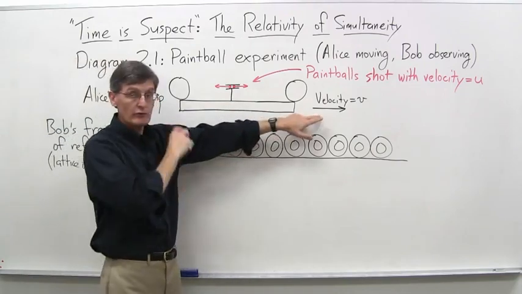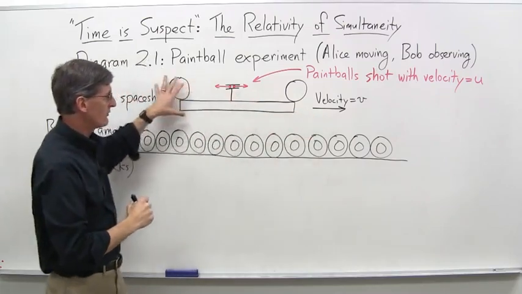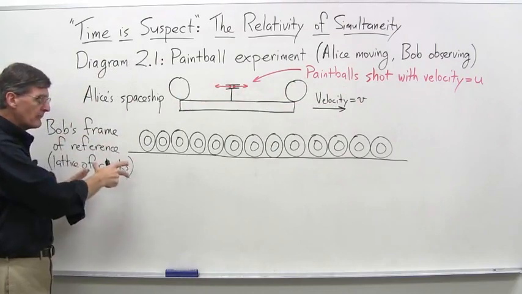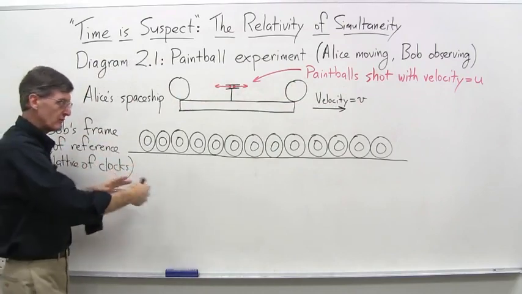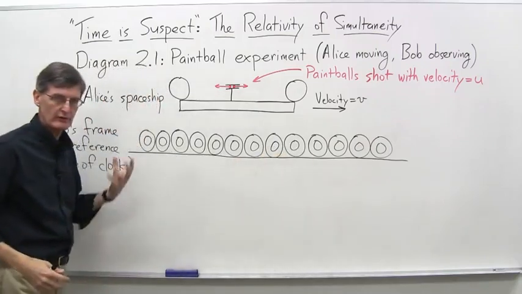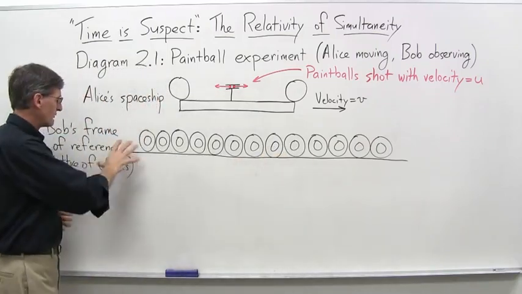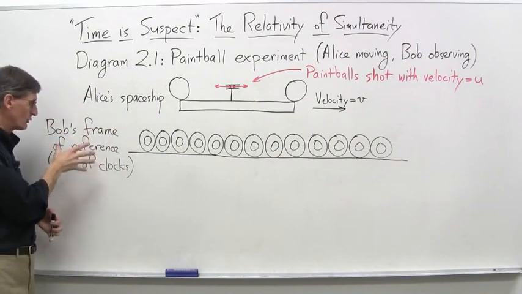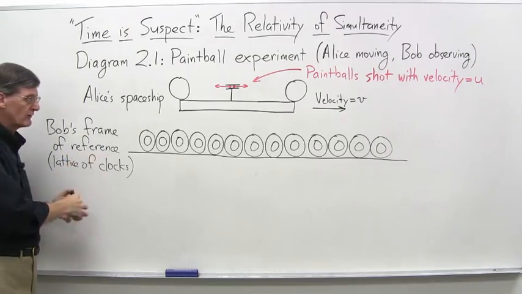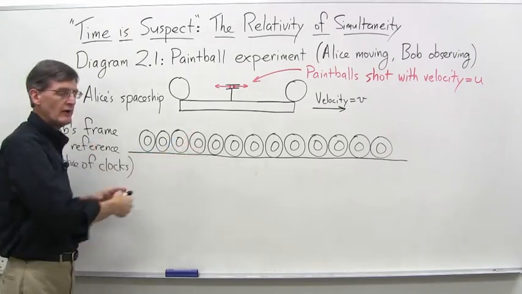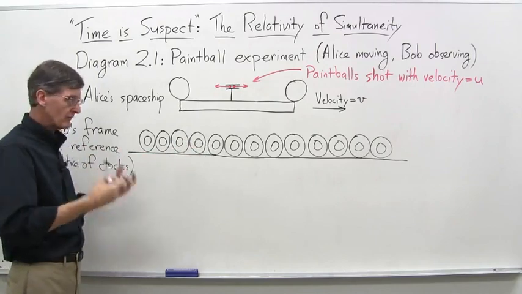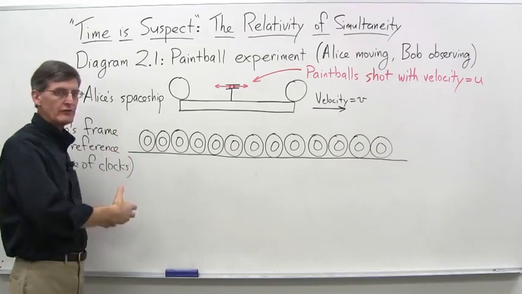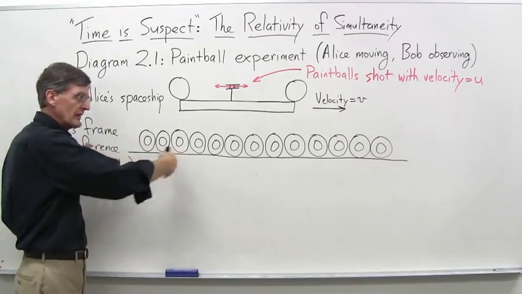She is moving, the whole spaceship is moving with velocity v, so this whole thing is moving to the right here. Bob, we've replaced his spaceship. Really, we could imagine his spaceship is still here stationary, but we've replaced it with a representation of his frame of reference, in other words, his lattice of clocks. Remember, this is where we get the payoff for the emphasis we had before about events and observers. They do it with a lattice of clocks.